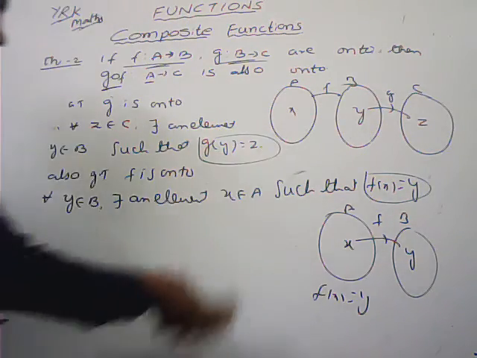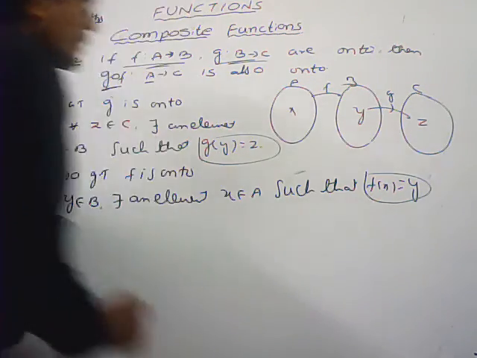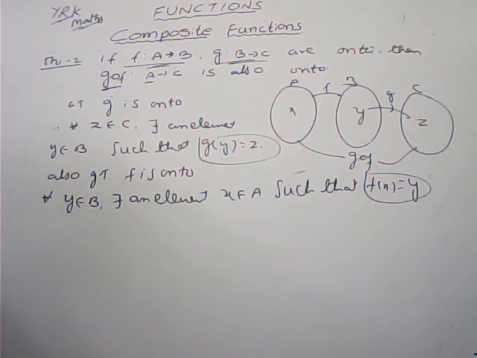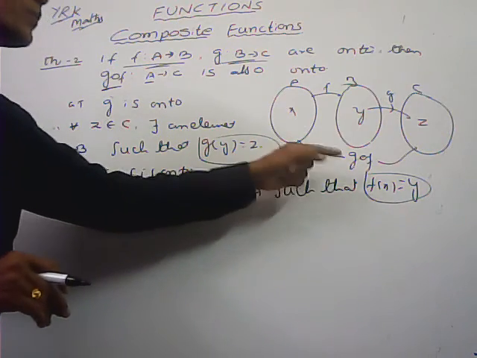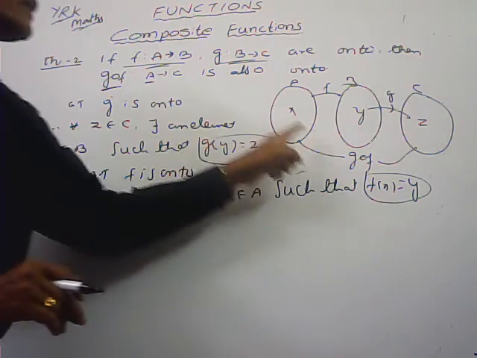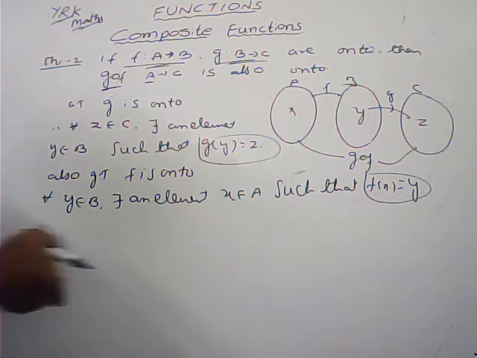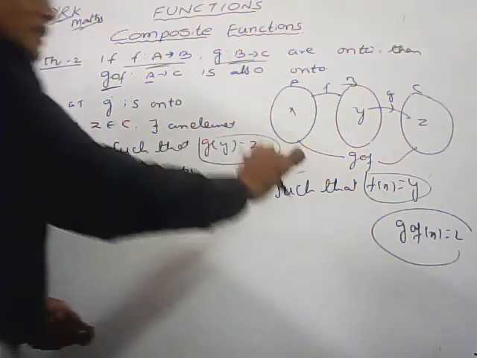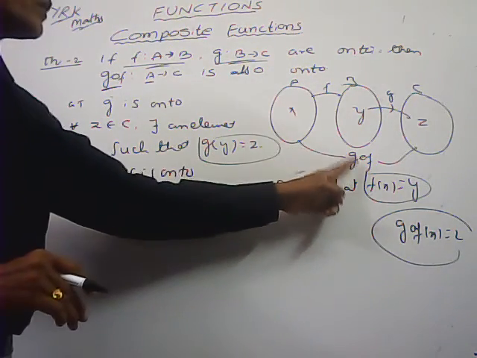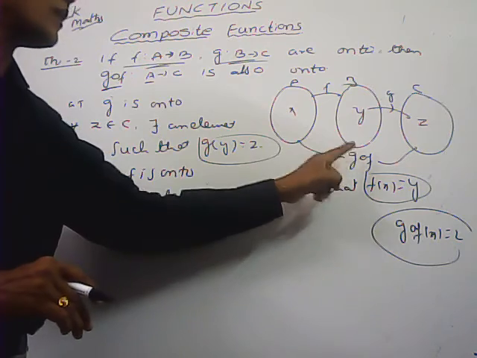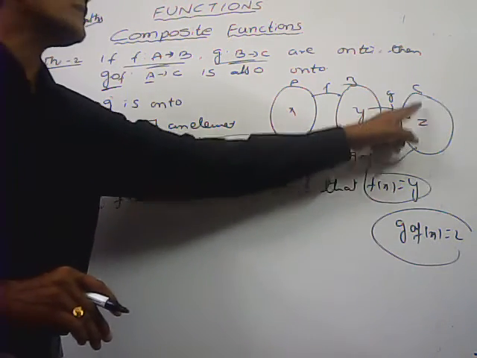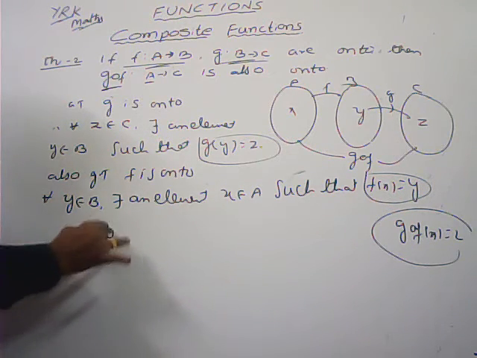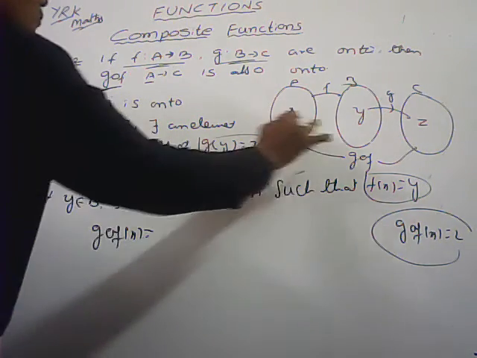Now here F is a mapping from A to B and G is a mapping from B to C. Then G circle F is a mapping from A to C. If G circle F is onto, we have to prove that for every Z belongs to C, there exists an element x belongs to A such that G circle F of x equals Z. We have to prove that G circle F of x equals Z.